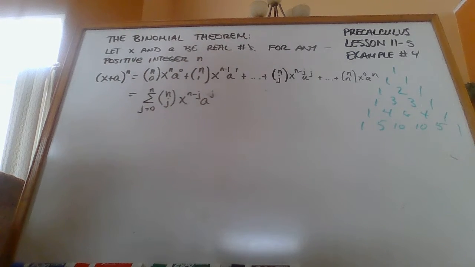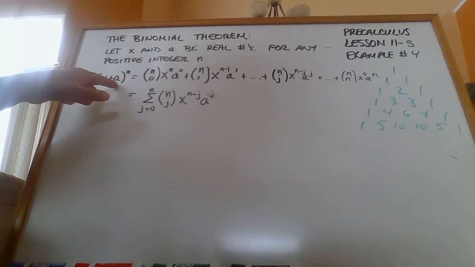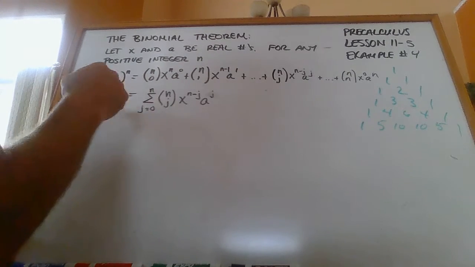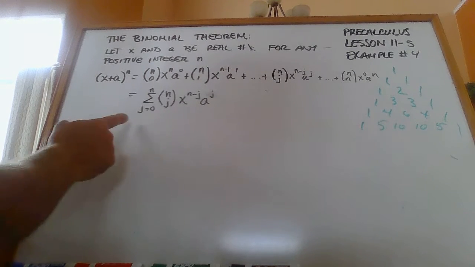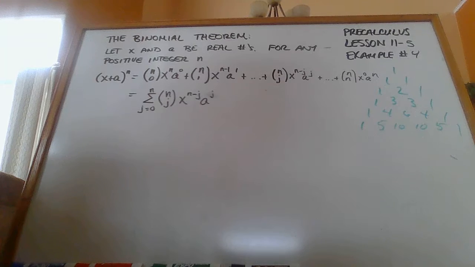For any positive integer n, (x plus a) to the n power equals n choose 0 times x to the n, a to the 0, plus n choose 1, x to the n minus 1, a to the first, plus dot dot dot plus n choose j, x to the n minus j, a to the j, plus dot dot dot n choose n, x to the 0, a to the n. Or you can write it as the sum as j goes from 0 to n of n choose j times x to the n minus j times a to the j.